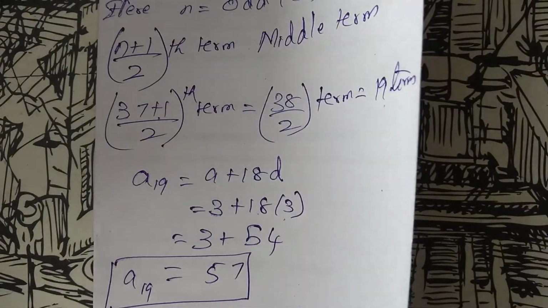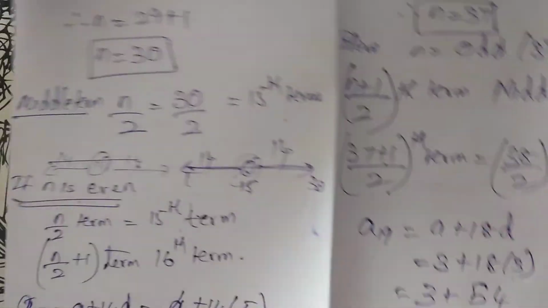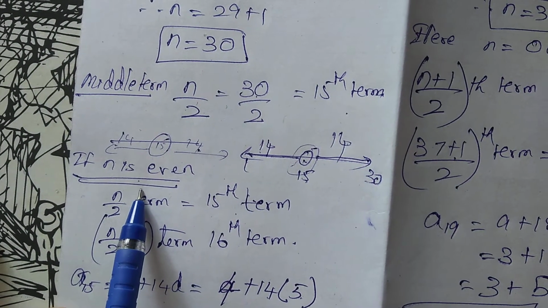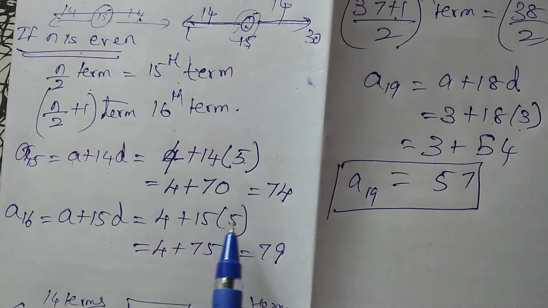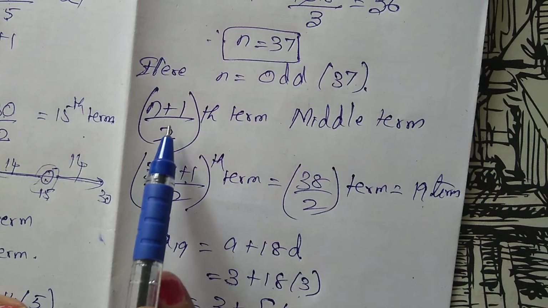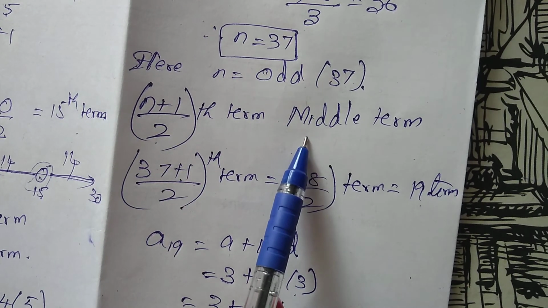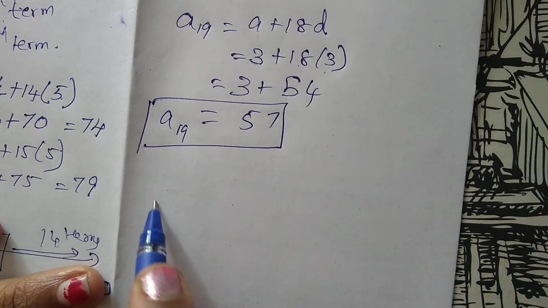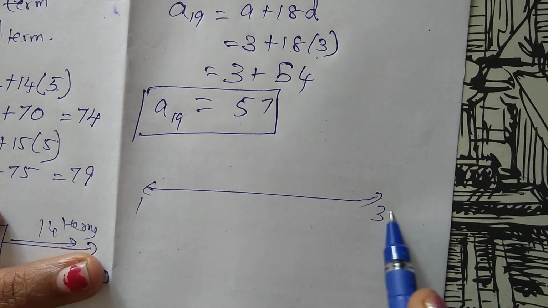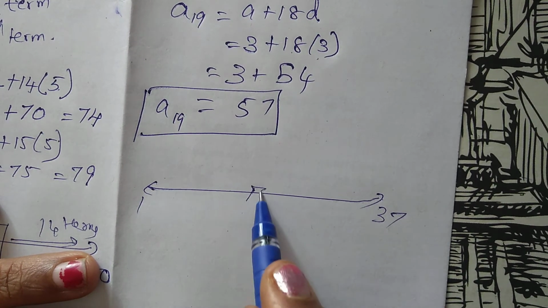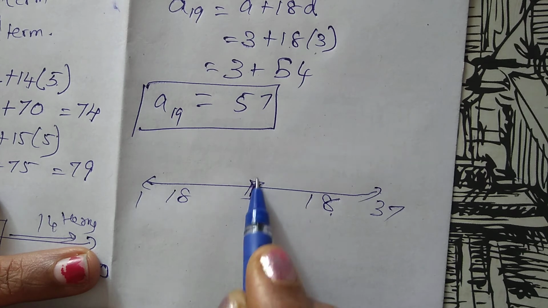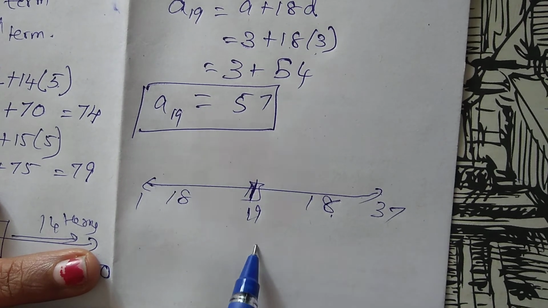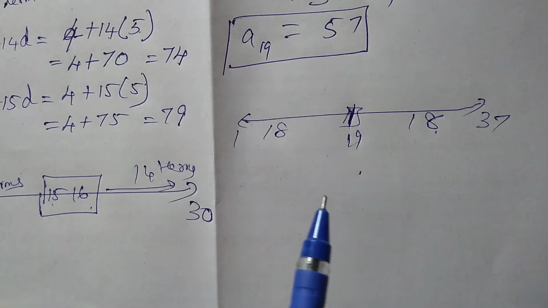So now I'll give you the clear picture of how we have found both the sums. You see, here when n is even, we find the n by 2 term and the next term. Both the terms will become the middle term. When the number of terms is odd, we find the n plus 1 by 2 term as the middle term. Here you can identify when 37 numbers are there, what you can have? 18 on this side, 18 on this side, 18 plus 18, 36. So we have only one number, the 19th term, as our middle term. So this concept you should understand.